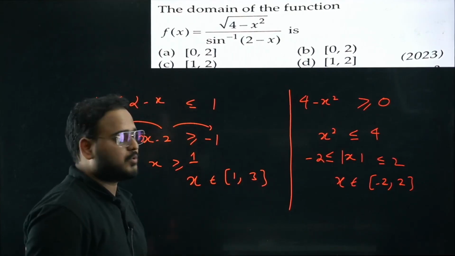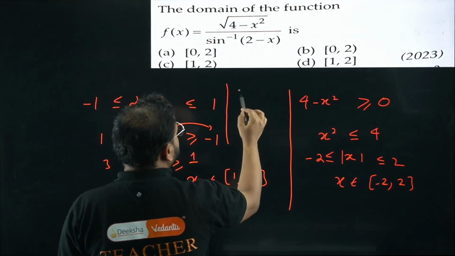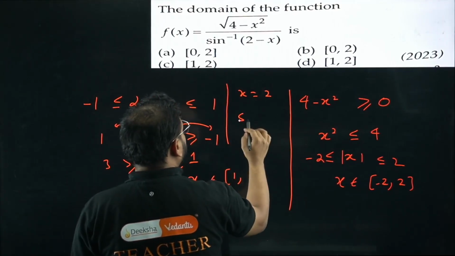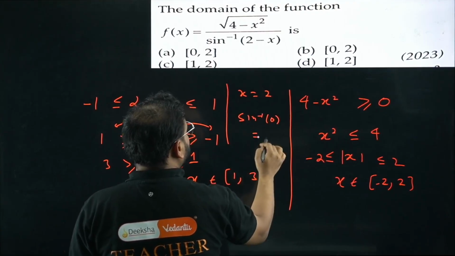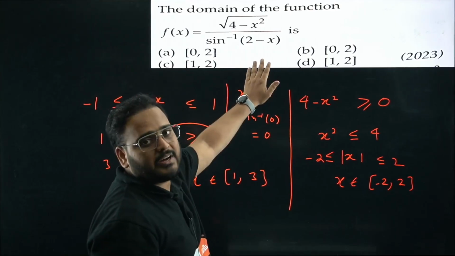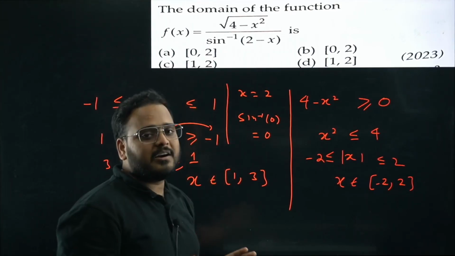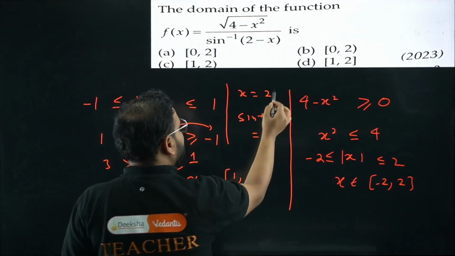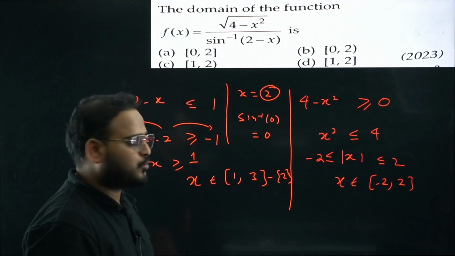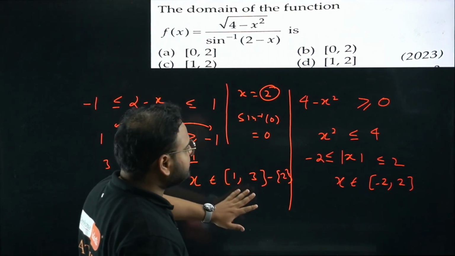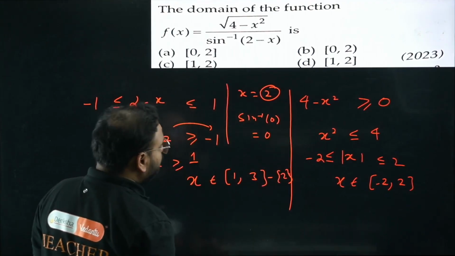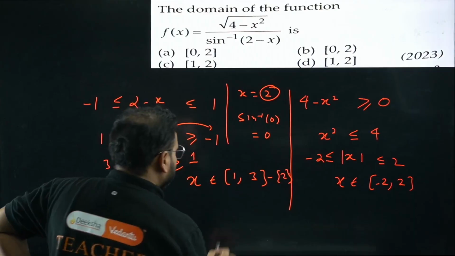But is it all? No, sir. Because if you take x value as 2 simply, what are you going to get? Sine inverse of 0. You'll have this value as 0. Then this whole thing will become undefined, right? Because the denominator can never be 0 for the rational function, it has to be a non-zero value. So I have to remove x equal to 2 from here. Now if you take the intersection of this, I cannot take 1 to 3, so I have to take 1 to 2 only, but 2 has to be open.